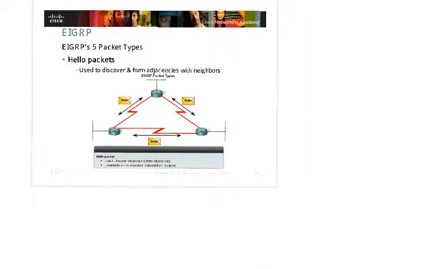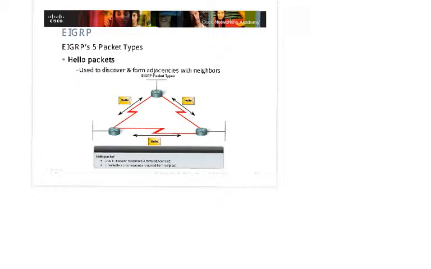Bismillahirrahmanirrahim. We're still talking about the characteristics of EIGRP, and we talked about the different payload types that this routing protocol uses, and we talked about the hello packets. We said that the hello packets are used to discover adjacencies or neighbors, and this is part of learning the neighbors and the topology of the network in order to support partial and bounded updates.